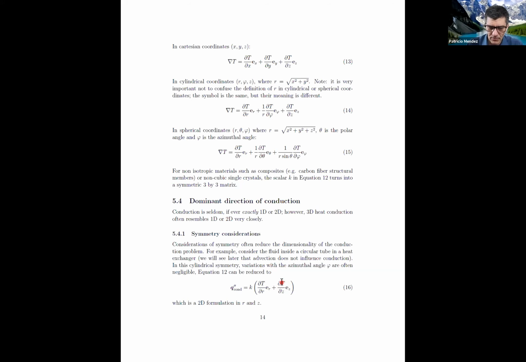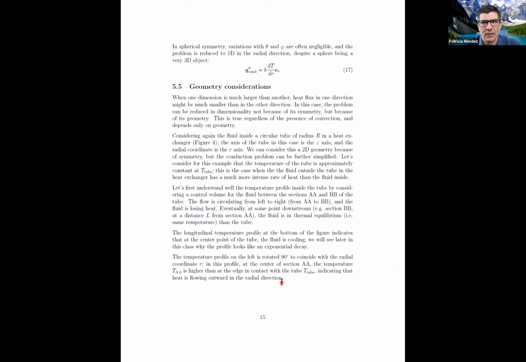And if you're in spherical coordinates and you have spherical symmetry, as you very often have, your 3D gradient has symmetry in two of these angles, and your 3D problem of a sphere, which is very 3D, becomes a 1D mathematical problem because you have only one variable, only one independent variable. So that's the reason why we look at these coordinates. And for most of the class, we're going to be looking at plates, cylinders, and spheres.